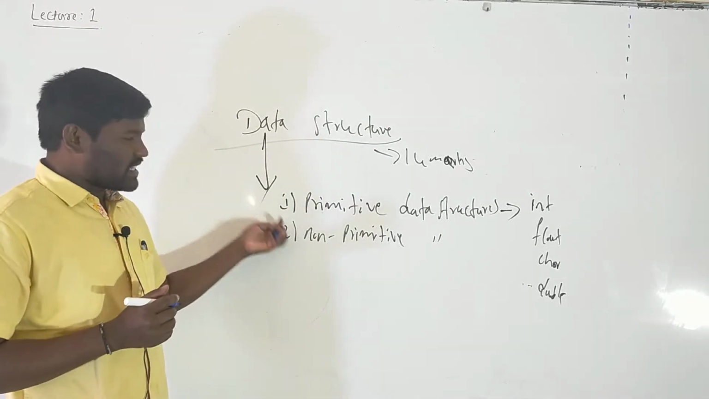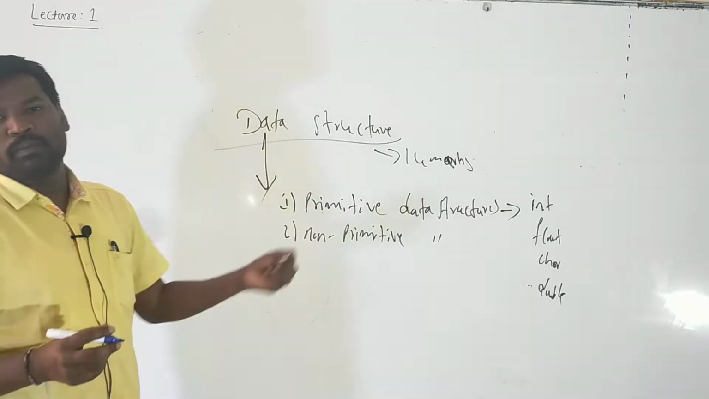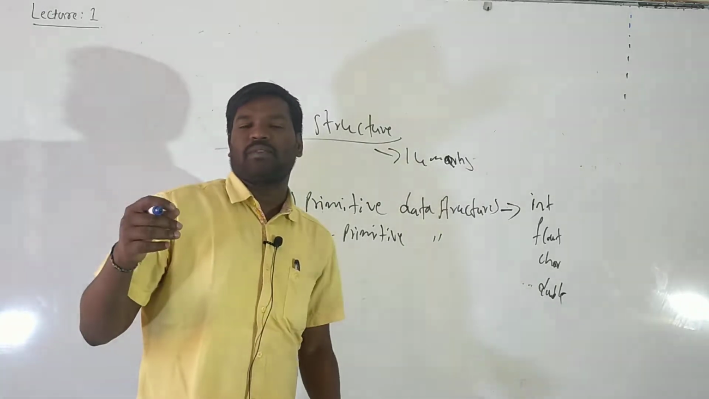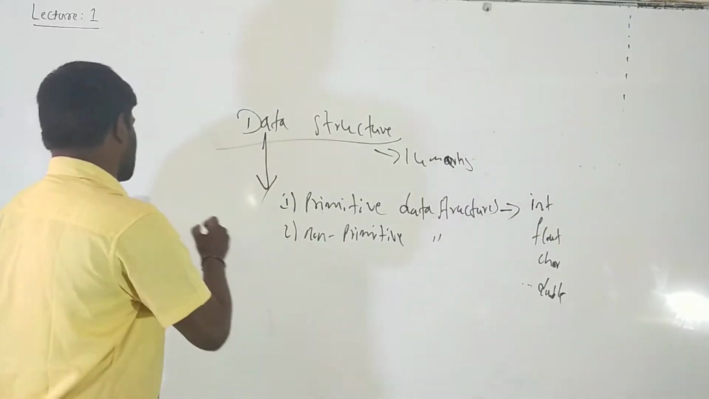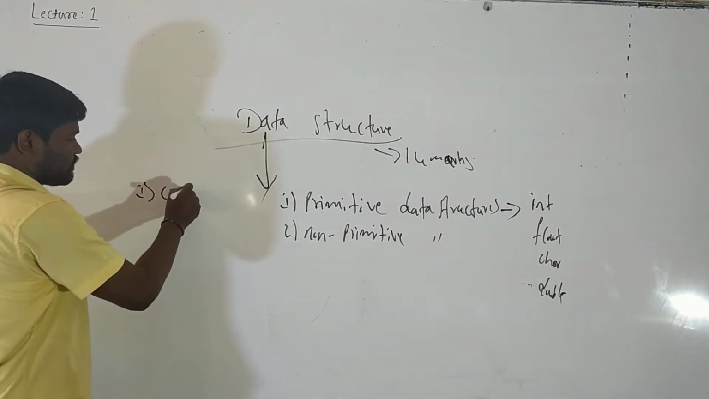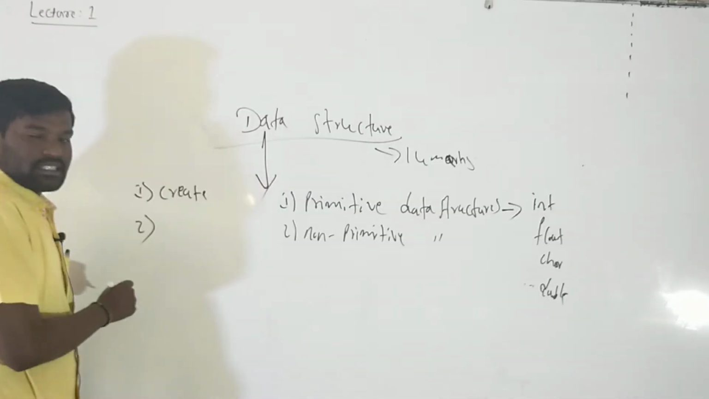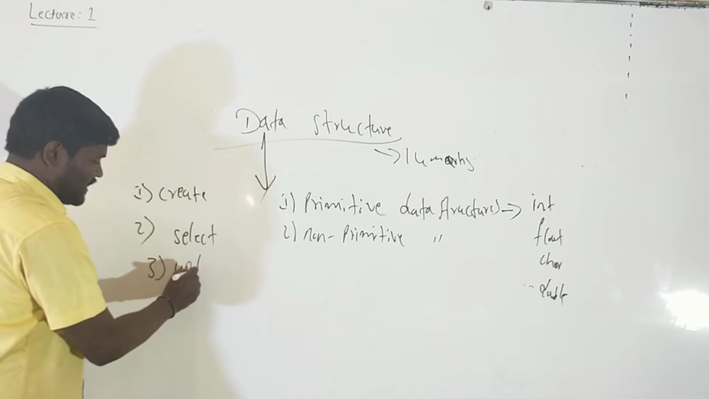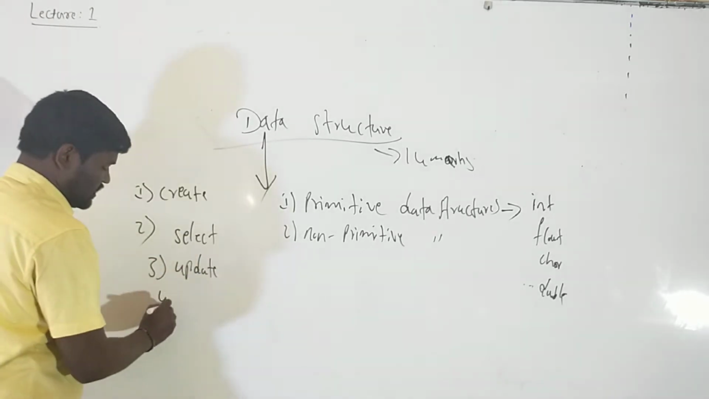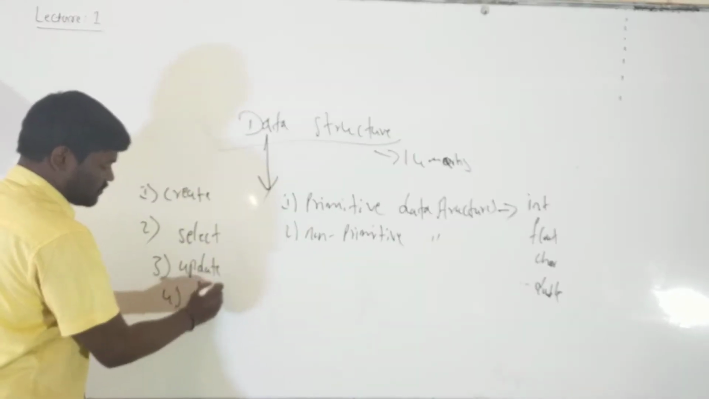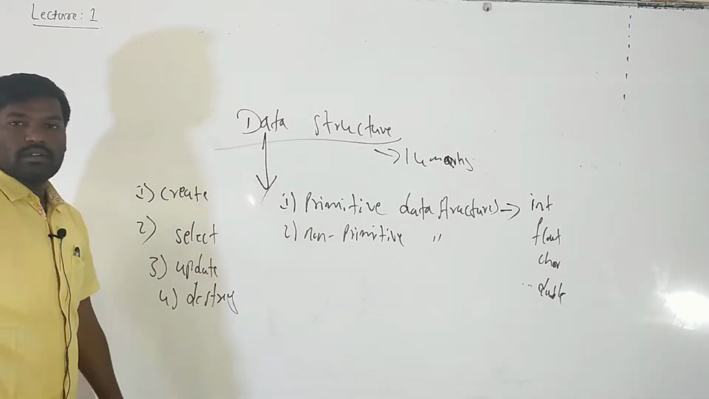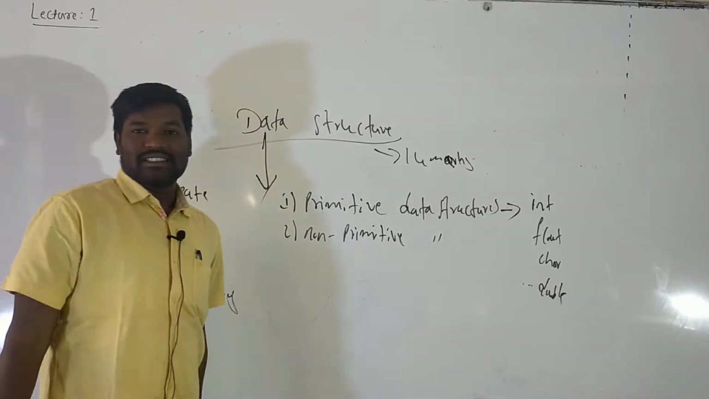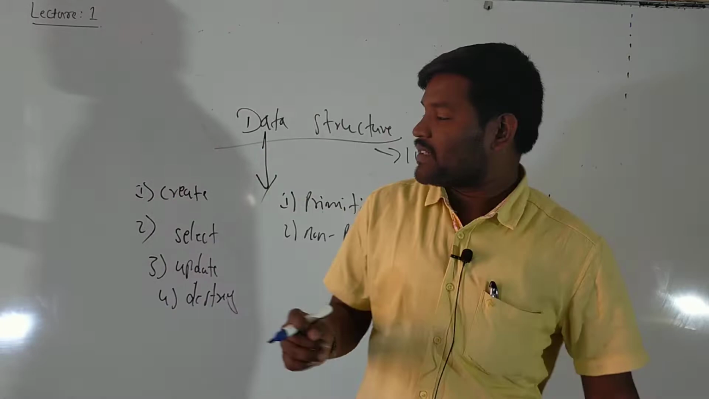Okay. So the next is, with the help of primitive data structures, we can perform some operations. The first operation is create. Second one is select. Third one is update. And last one is destroy. So primitive data structure can perform the following operations.